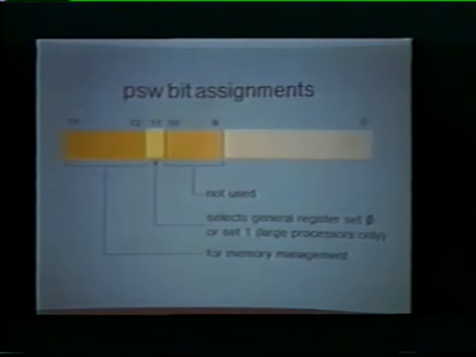What about the remaining PSW bits? Well, bits 8 through 10 are not used, but are available for system expansion. Remember the 2 register sets that are provided in the large PDP-11 processors, such as the 1145 and 1170? Bit 11 is used to select one of these 2 sets. The remaining PSW bits, 12 through 15, are used with memory management hardware and involve more advanced concepts that will not be covered in this introductory course.